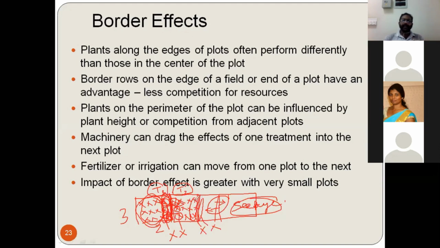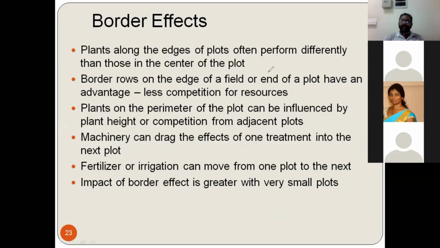So this is called border effects, right? Clear? So we cannot take the border plants. Border plants cannot be taken. Why? Plants along the edge of the plot, which I said, perform differently than those in the center of the plot. You got it?